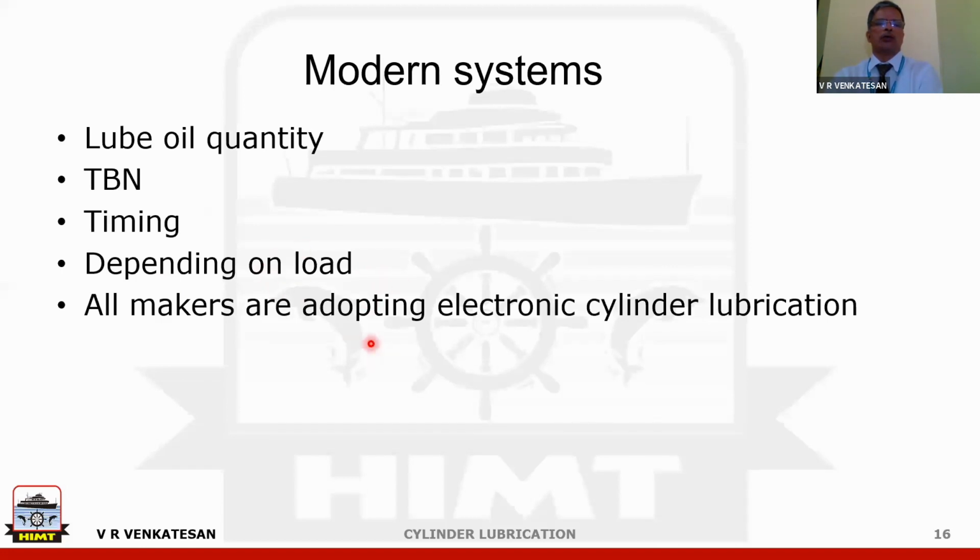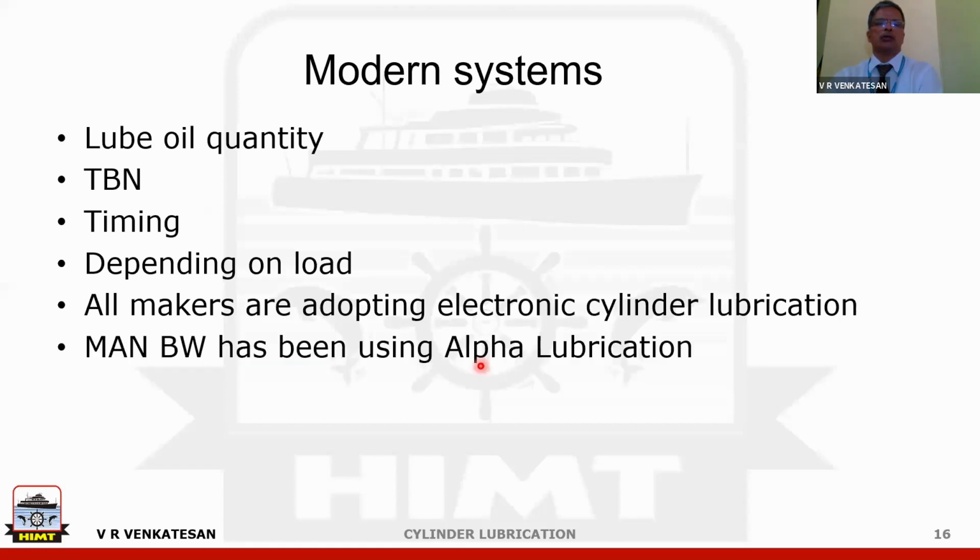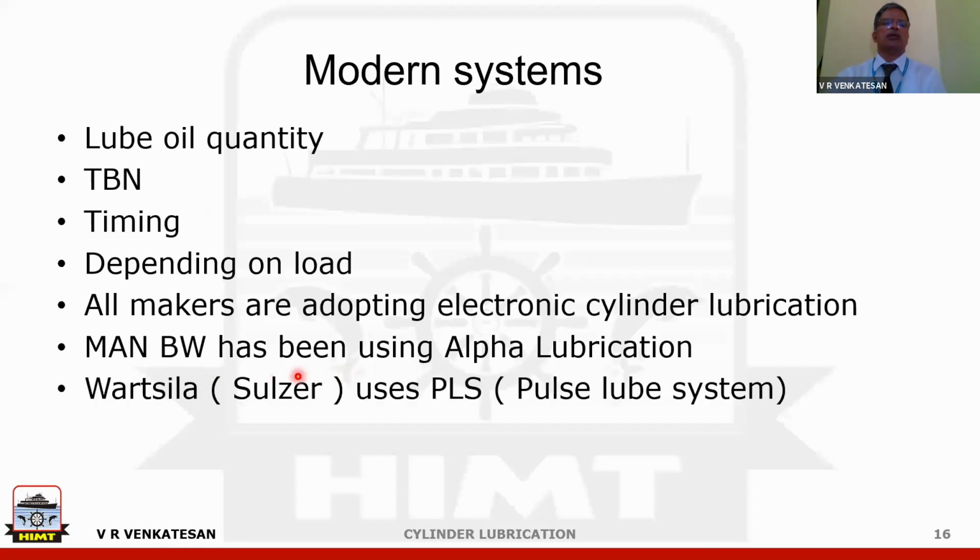To take care of all these things, all engine makers are using only electronic cylinder lubrication. Older cylinder lubrication many years back was fully mechanical in design. Now, all the engine makers use electronic cylinder lubrication. There are different types. MAN and BMW use what is called alpha lubrication, and Wärtsilä Sulzer uses what is called PLS, or pulse lube system.